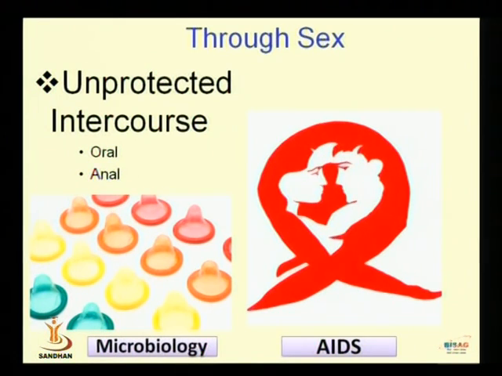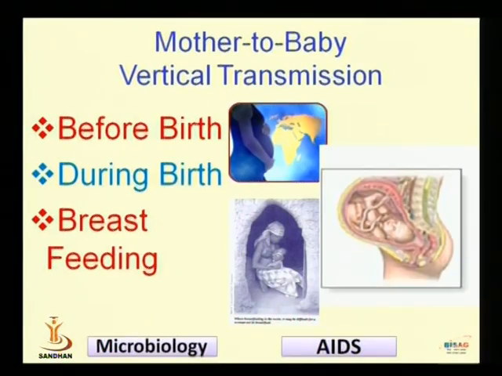The virus is also transmitted through sex. Basically, we are talking about unprotected intercourse, either oral or anal. So through unprotected intercourse, this disease is also transmitted. This disease is also transmitted from mother to baby, which is known as vertical transmission.